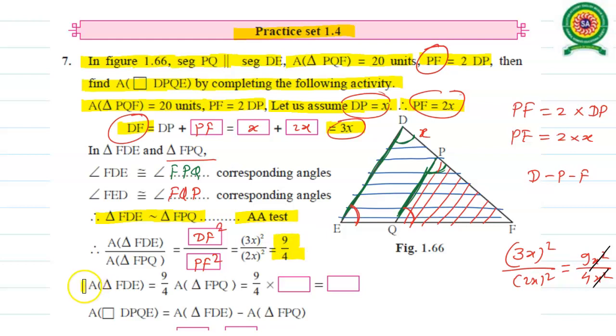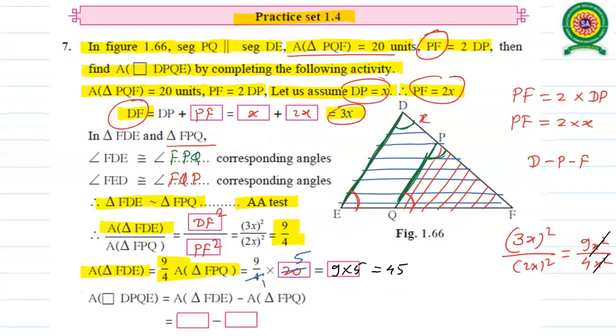So now area of triangle FDE, shifting area of FPQ from LHS to RHS, it becomes the multiplier to 9 by 4. Now the area of triangle FPQ, the triangle PQF, equals 20. We may read FPQ, QFP or PQF for the same triangle; we can read it in 6 different ways. Now 4 ones are 4, 4 fives are 20, 9 into 5, 9 fives are 45.